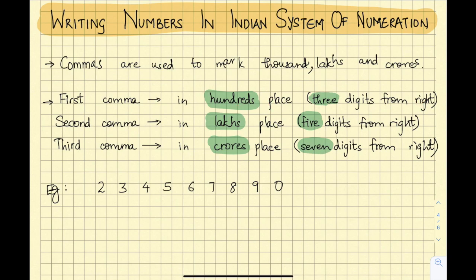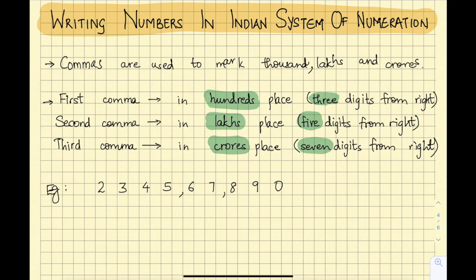We are going to see it. The second comma is placed at the lakhs place, that is 5 digits from the right, in intervals of 2 digits. Then the third comma is placed again in intervals of 2 digits at the crore place, that is 7 digits from the right. Let us see this example. Here you will see 2, 3, 4, 5, 6, 7, 8, 9, 0. This is a huge number written. Now we are going to place commas over here. Very firstly, we start from the right: 1, 2, 3. So this is a comma at the interval of hundreds. Then we take 2 at the interval of thousands.